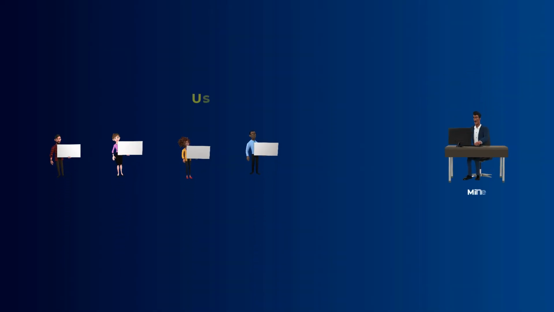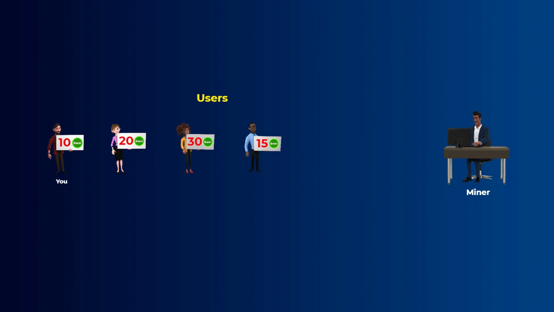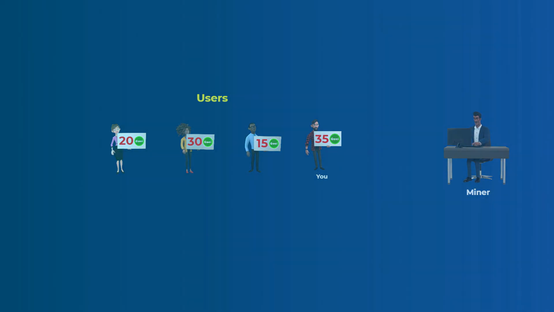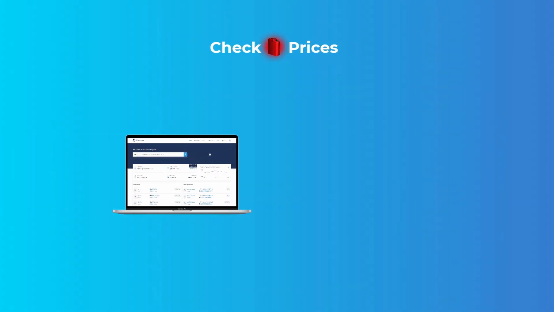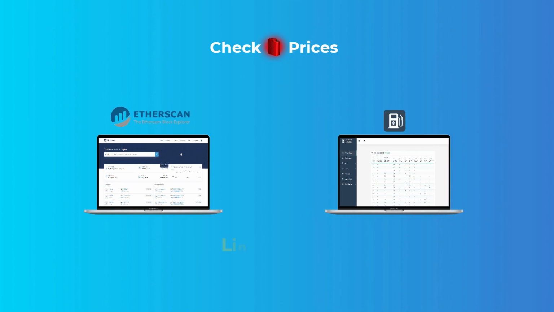So, to skip the line and get your transactions confirmed fast on Ethereum, you need to pay a gas price higher than other transactions on the network. If you pay a low gas price, which means that you are paying a low priority fee or none at all, then you are gonna have to wait for a while to get your transaction confirmed. So to check how much you need to pay per gas unit to get your transaction approved, you can use Etherscan or gasstation.info, and you can find links to both of them in the description below.